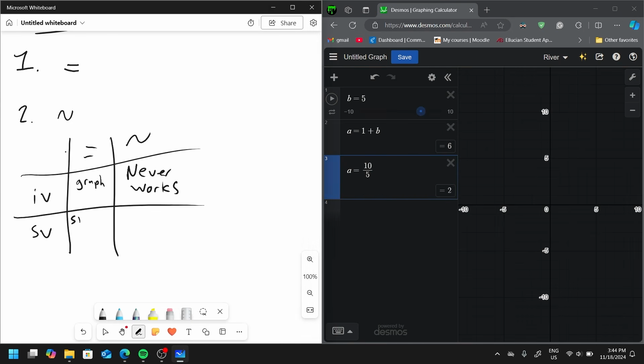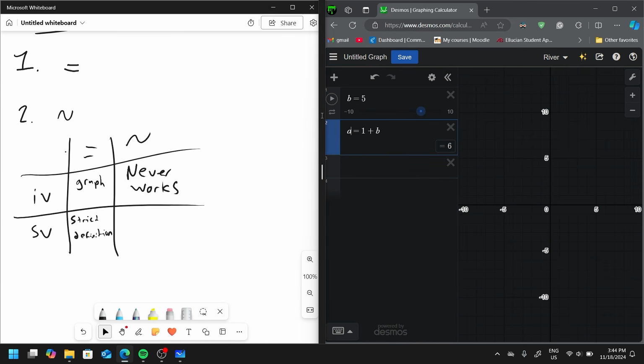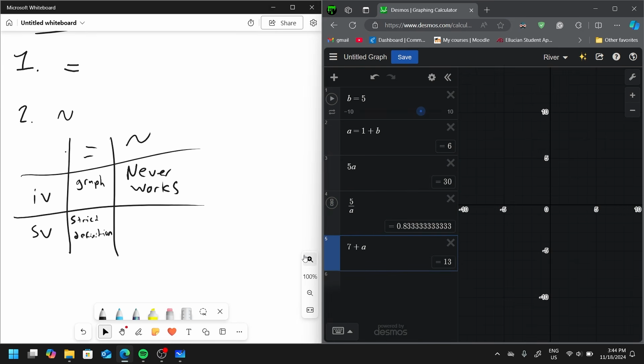So A equals 2. I call this a strict definition, and that's because we're strictly defining these. We can use this A now, since we defined it once strictly, however we want, in as many lines as we want. 5A, 5 divided by A, 7 plus A. We can use it forever and ever, and it will always work. It's a strict definition, and that is A's value.